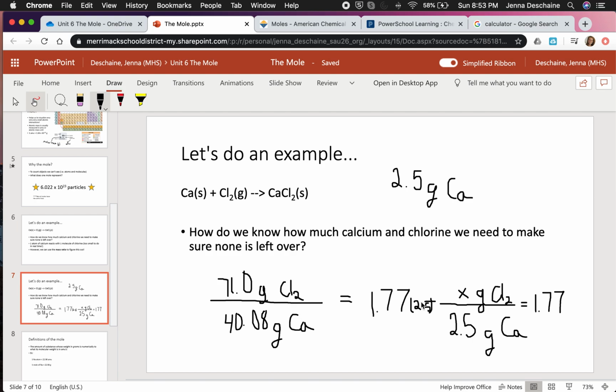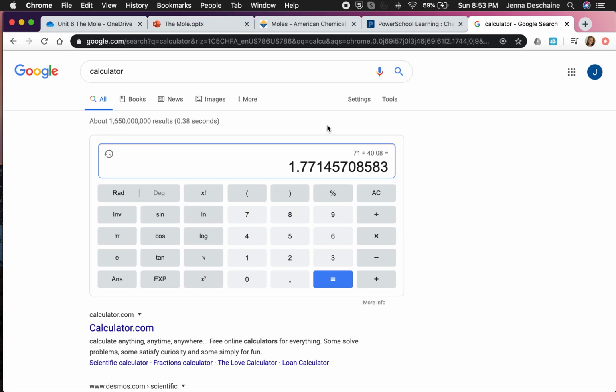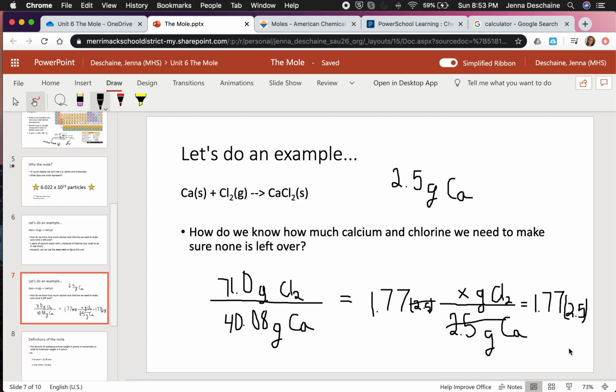So that would cancel this side out. Multiply that by 2.5. Okay, 1.77 times 2.5 equals approximately 4.43. Okay, so if I give you 2.5 grams of calcium, you need 4.43 grams of chlorine to make sure it all reacts and that there's none left over.